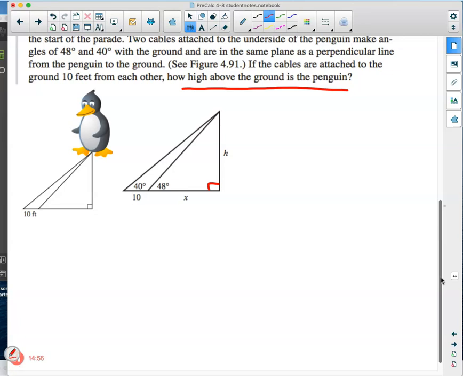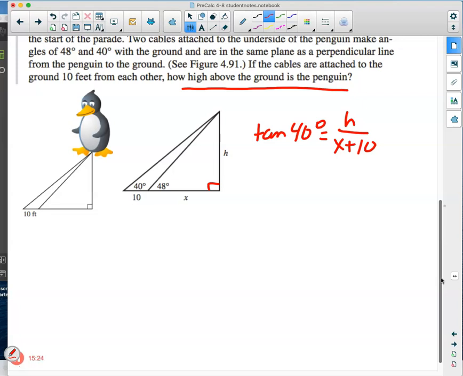So again, it just seems like all our word problems today are using tangent. We've got opposite and adjacent. So the tangent of 40 degrees, the big triangle, will equal h over x plus 10, or 10 plus x. So now I start thinking about what I'm supposed to do here. I'm supposed to find h. So I'm supposed to get rid of x.